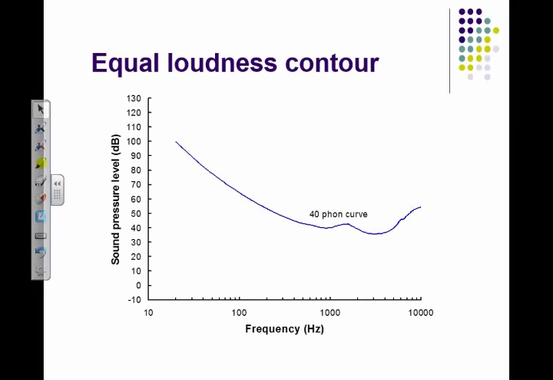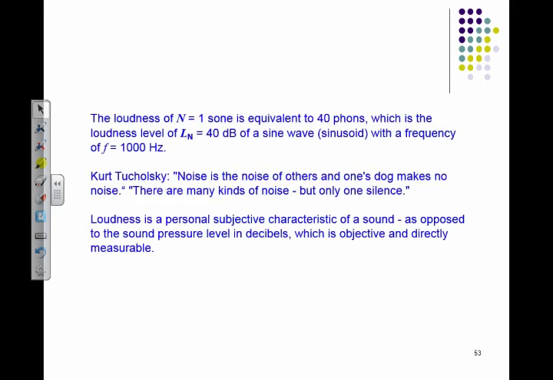Now the first definition is this phone, and this works only with pure tones. We start with a 1000 Hertz tone, and then we can create a line. All of these pure tones sound equally loud. It's a nice way. So the definition is loudness of N equals 1. I'll talk about sone in a second. Talking about the connection between sone and phone, 1 sone is equivalent to 40 phone, which is the loudness level of 40 decibel of a sine wave with a frequency of 1000 Hertz.